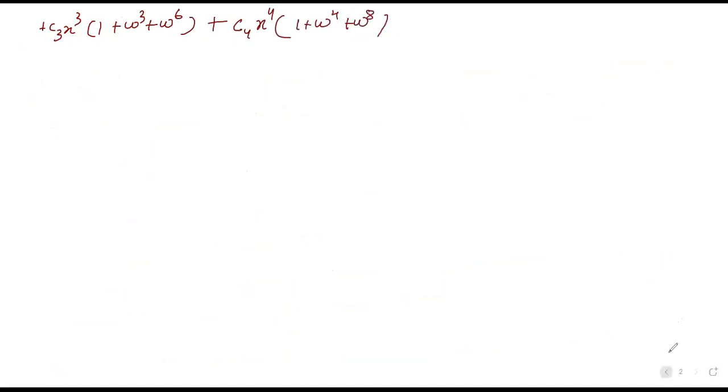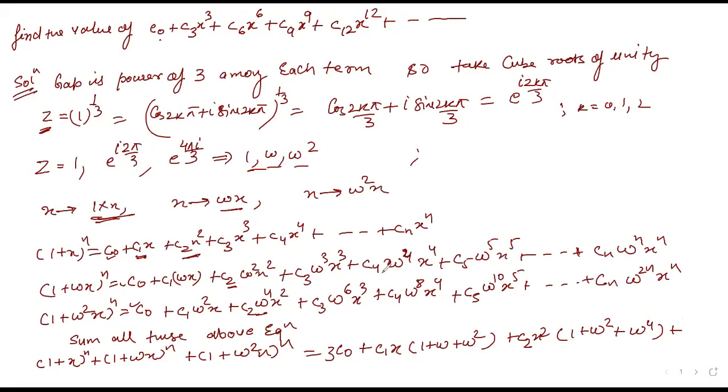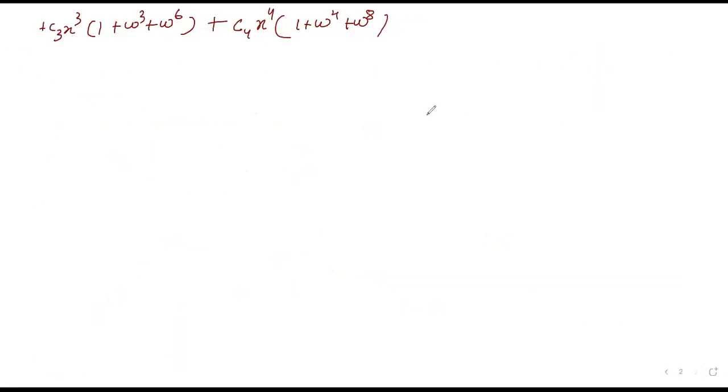You can see very well. See here, C4x raised to the power 4: 1 will come from here, omega raised to the power 4 comes from here, omega raised to the power 8 comes from here. Got it? What is the coefficient of C5x raised to the power 5? 1 plus omega raised to the power 5 plus omega raised to the power 10. And what is the coefficient of Cnx raised to the power n? 1 plus omega raised to the power n plus omega raised to the power 2n. Okay, this will be there or not?